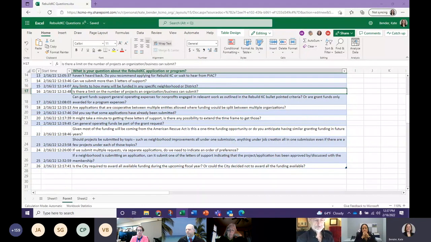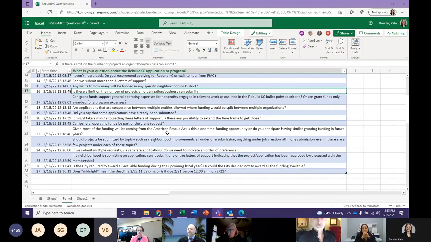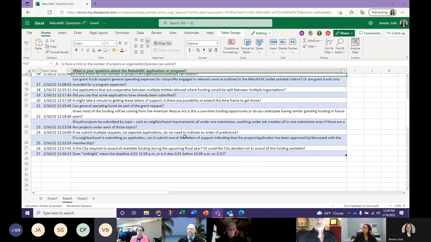This talks about should projects be grouped in submission, and I think your answer was you prefer separate applications for separate projects. Yeah, we definitely would. There's not a lot of space on that application form to try to make sense of putting multiple projects, multiple programs, and us being able to differentiate those very easily. So I would just appreciate separate applications.